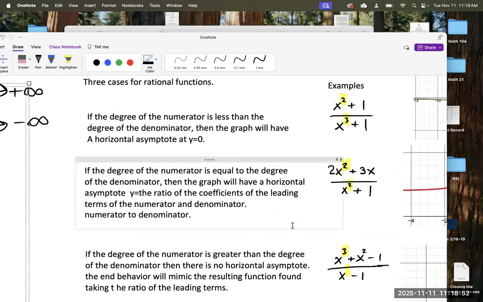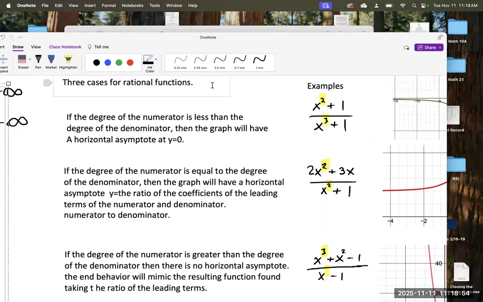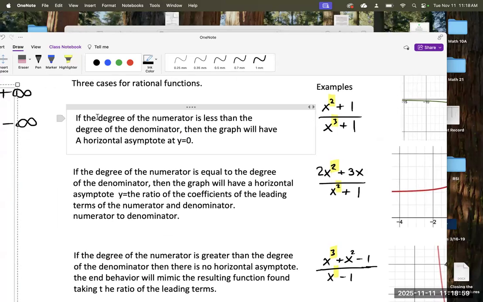So here are some basic things. There are 3 cases for rational functions. There's a situation where the degree in the numerator is less than the degree in the denominator. That's what you have here, for example.